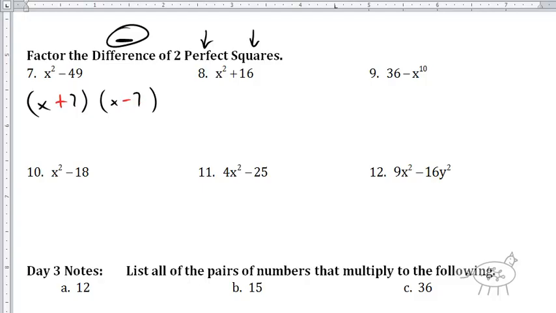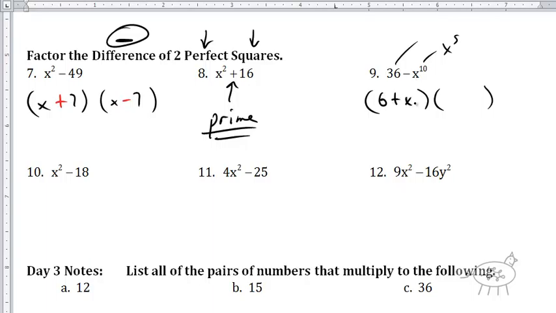Okay, number 8. Well, what do you see right off the bat here, math fans? I see a plus sign. It's got to be a minus sign. So this one you can't factor, so I'll just say prime, because it's a plus sign there. All right, this next one is a difference of two squares because 36 is a perfect square, and x to the 10th, remember, 10 divided by 2 is 5, so that's x to the 5th, and it's a minus. So it's basically 6 plus x to the 5th and 6 minus x to the 5th. And that's your answer.